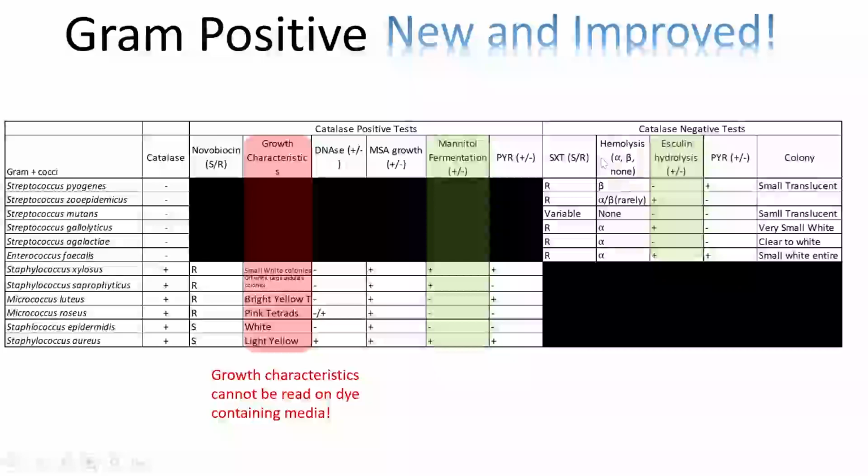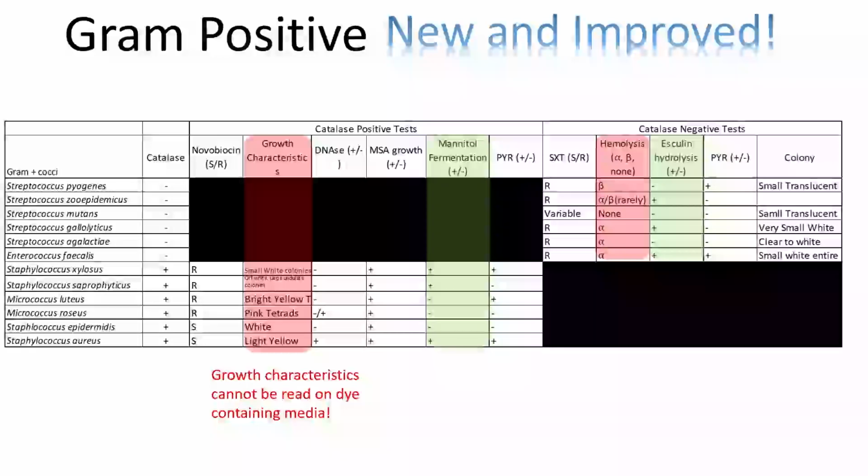The next important one that's a little bit tricky is hemolysis. The only one that's going to be beta hemolysis for our purposes is Streptococcus pyogenes. Now, the longer they sit, the more they can look like they're in that beta category, particularly this guy, zooepidemicus. If it sits there, sometimes it'll look a little beta in coloration, but basically it should be alpha. So if it's on the border, it's probably alpha, it's probably this guy.